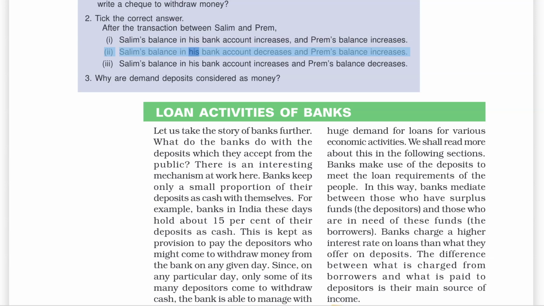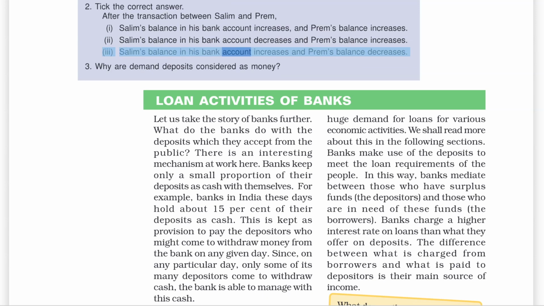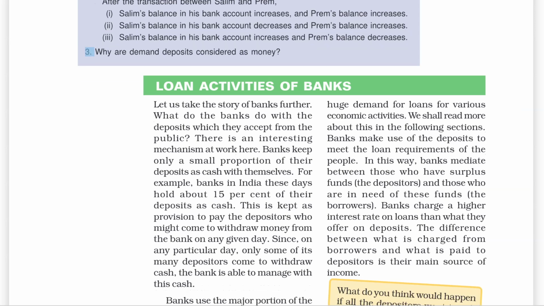2. Salim's balance in his bank account decreases and Prem's balance increases. 3. Salim's balance in his bank account increases and Prem's balance decreases. 3. Why are demand deposits considered as money?